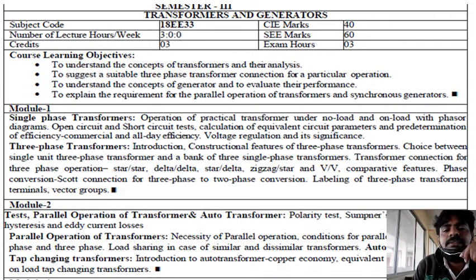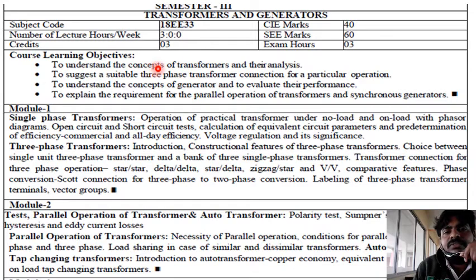I am handling the third semester subject, that is Transformers and Generators, which has a subject code of 18EE33. This is a 40-60 pattern: 40 marks for your internal assessment, 60 marks for your semester end examinations.